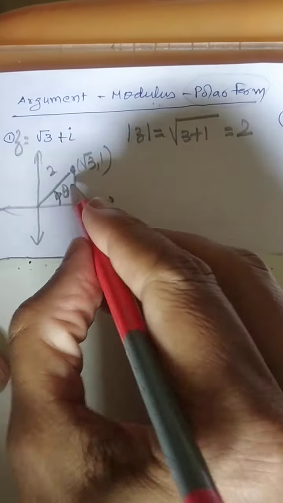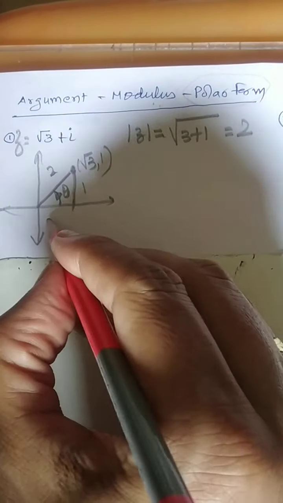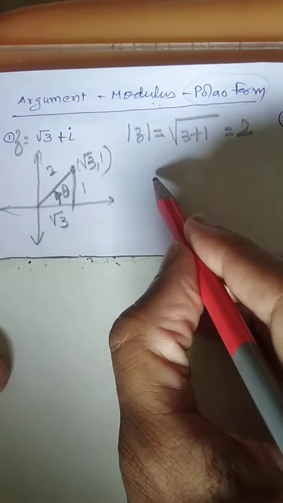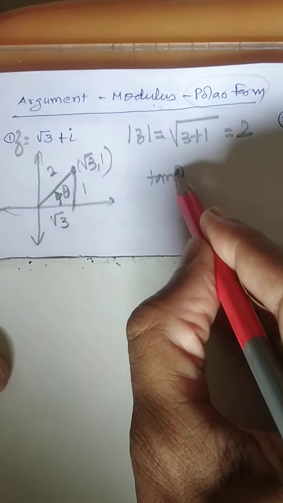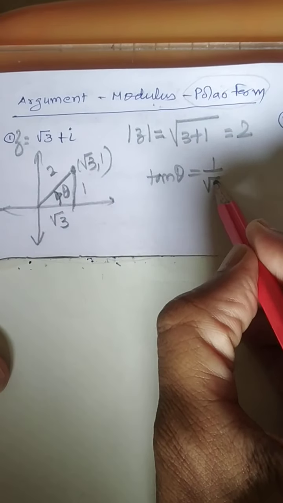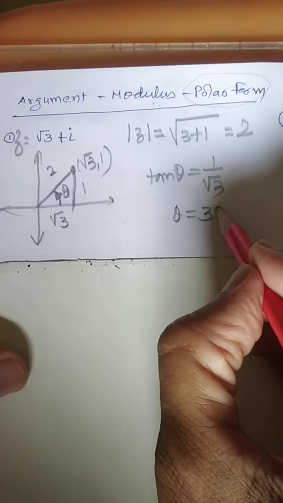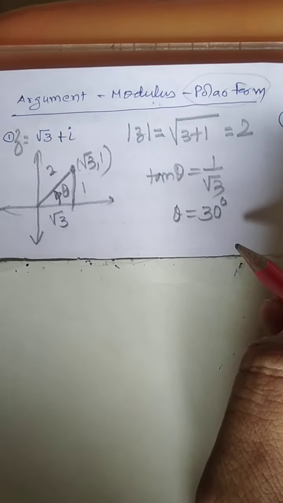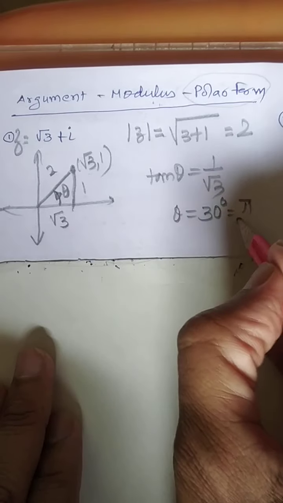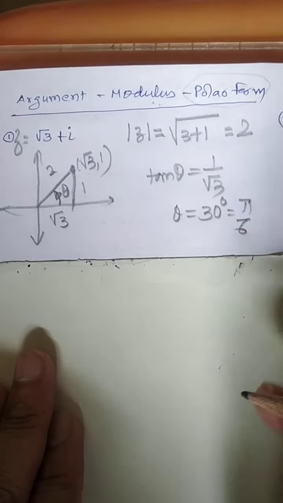Okay. Now this height is nothing but 1, this is nothing but 3. So suppose I am asking what is tan theta in the picture, you will be answering 1 by root 3, and in that case theta will be equal to 30 degree. It can be written as pi by 6.